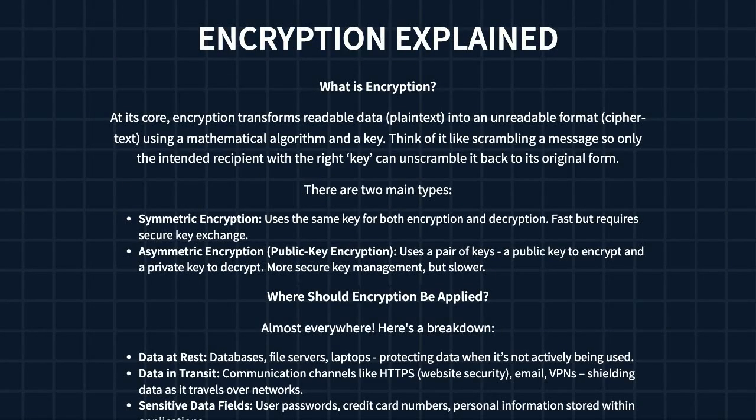Okay, let's talk about encryption. Simply put, it's like a secret code for your data. When you encrypt something, it becomes unreadable to anyone who doesn't have the right key. There are two main ways to do this: symmetric and asymmetric encryption. Symmetric uses one key for everything, while asymmetric uses a pair of keys.